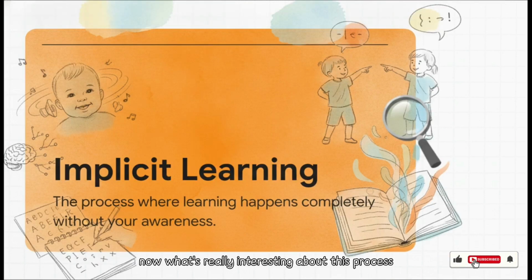Now, what's really interesting about this process is the science behind why it works so incredibly well. It's called implicit learning. This is the psychological process where learning happens completely under the radar, without your conscious awareness. When you use advanced imitation, you are tapping into the exact same biological mechanism that babies and young children use to effortlessly learn the crazy, complex grammar rules of their very first language. Think about it. They don't study textbooks, do they? They listen, they imitate, and they learn implicitly.